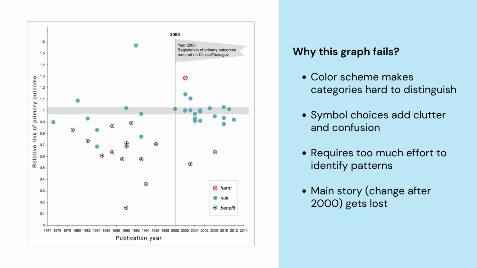The color scheme makes the categories hard to distinguish, especially at first glance. The symbol choices add even more clutter and confusion. The viewer just has to work too hard to figure out what the plot is showing. And because everything blends together visually, it becomes difficult to identify patterns and the main story.